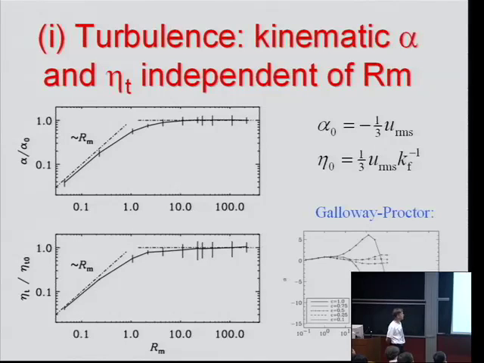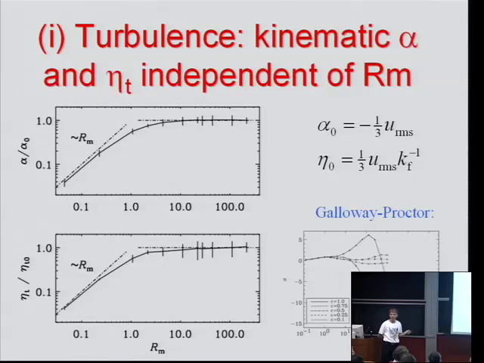In the kinematic case, we find in particular, for fully helical turbulence, that alpha is approximately minus 1/3 times the RMS velocity, because the helicity is positive in this case, once the Reynolds number is larger than 1. For small Reynolds numbers, alpha is smaller, but once the magnetic Reynolds number achieves unity, the kinematic alpha reaches this value.